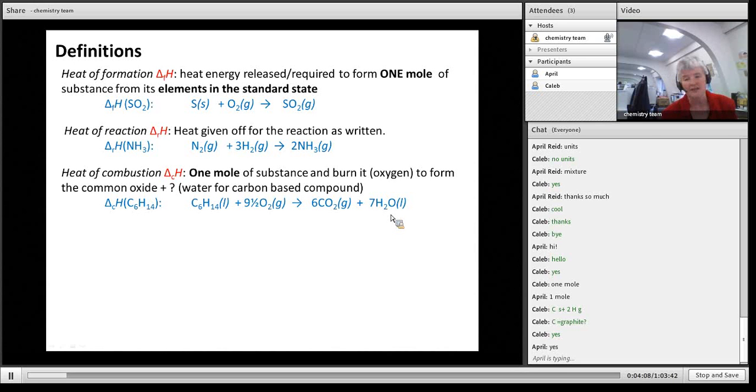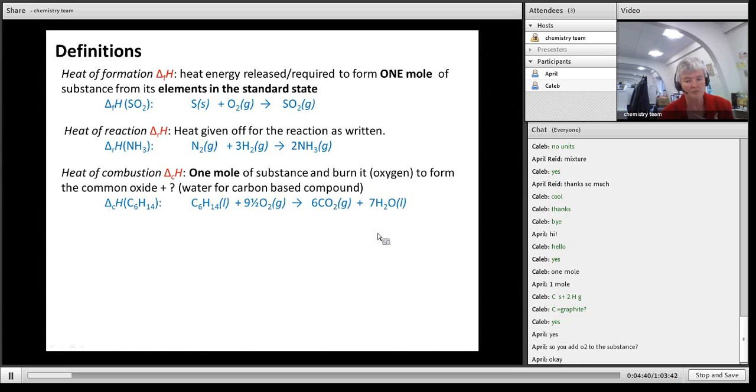So I see April is typing, so I'll answer that when that's done. Okay, so you add O2 to the substance. Yes, you're pretty much burning it in O2, and you're forming always the common oxide. So if it was carbon, you're forming carbon dioxide and not carbon monoxide. If you wanted to do carbon monoxide, then you have to do a different reaction. You can't use the heat of combustion. You'll have to use a general heat of reaction and work it out, and we'll show that with Hess's law.